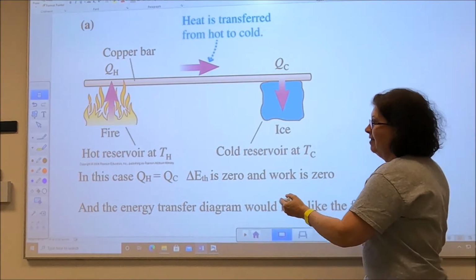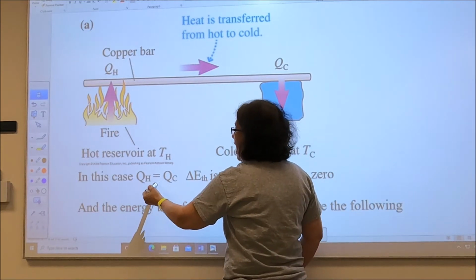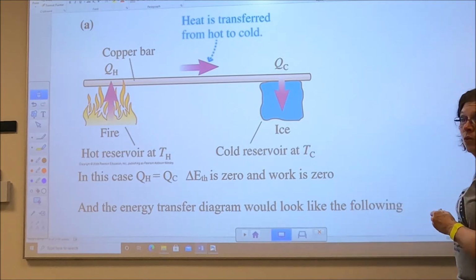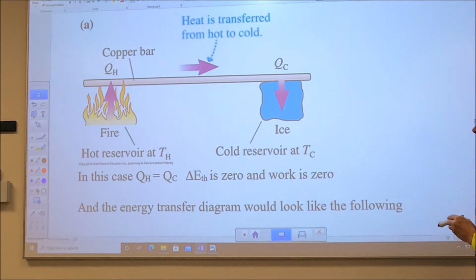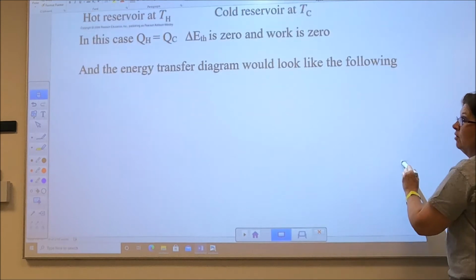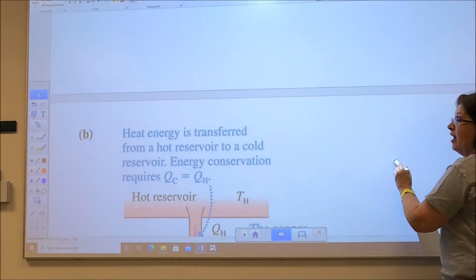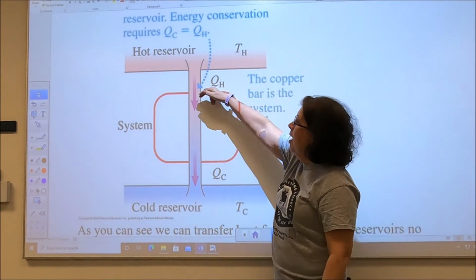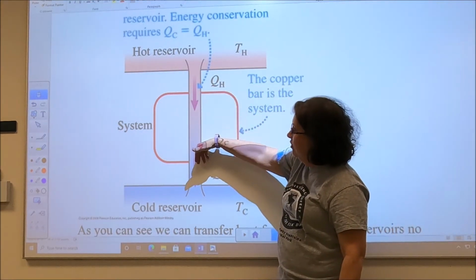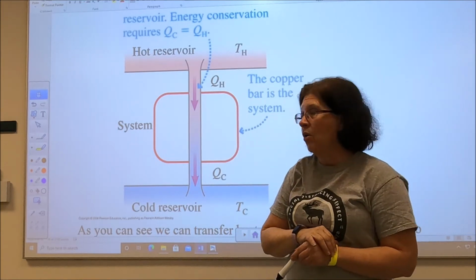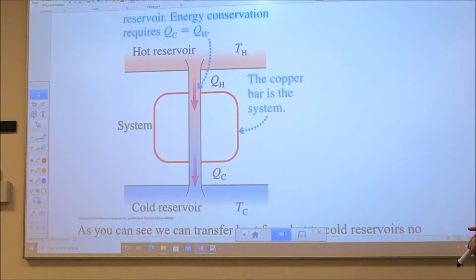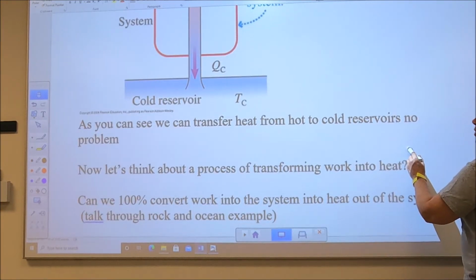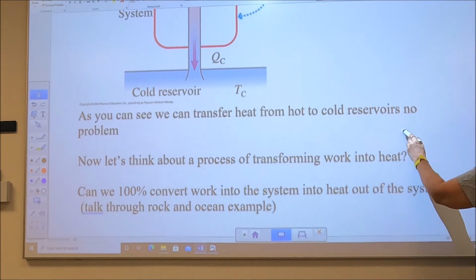In this case, everything that's flowing in at the hot is flowing out at the cold, and the change in thermal energy is 0 when work is 0. So if I drew an energy diagram for this, it will look like this. Energy coming from the hot reservoir is going into the system, and all of that energy is going out of the system into the cold reservoir. So transferring heat from a hot reservoir to a cold reservoir, no big deal.